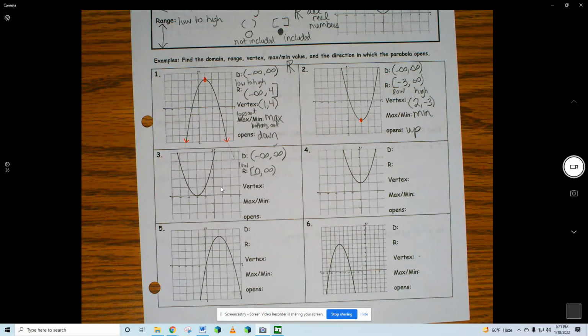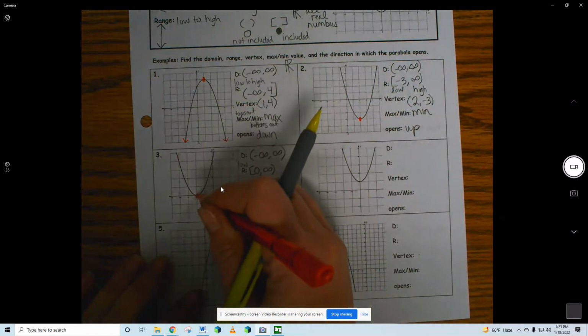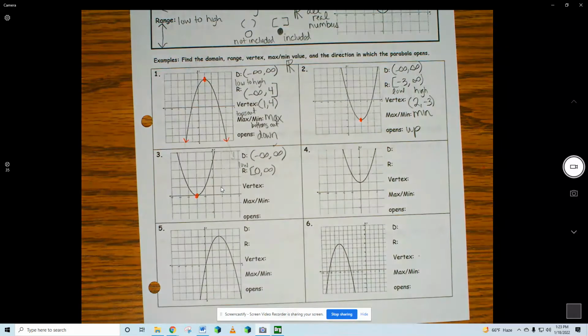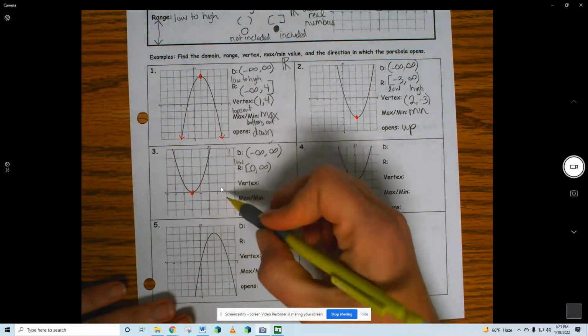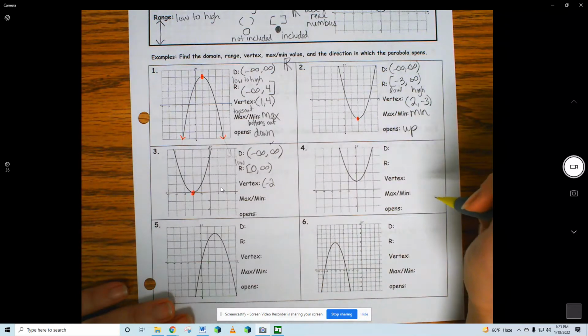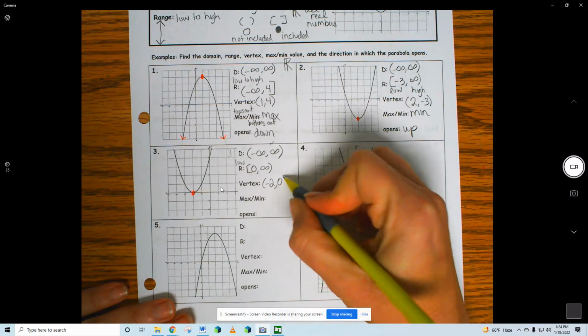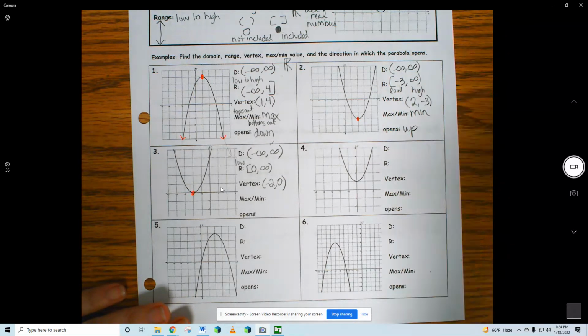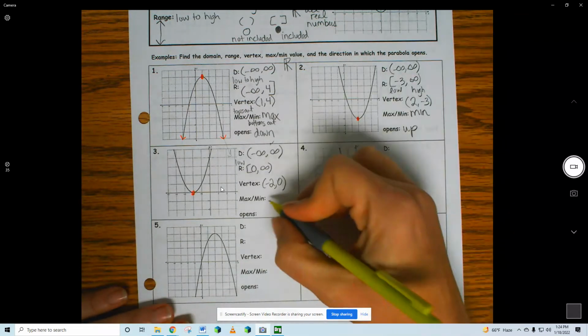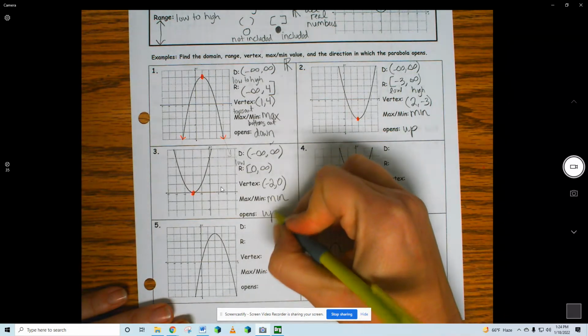Label the vertex. So you always go left or right first. 2 to the left. And nothing up. Negative 2, comma 0. I only use the brackets and stuff for domain and range. Vertex is always just going to be parentheses. Minimum, because it has a low point. And it opens upward.